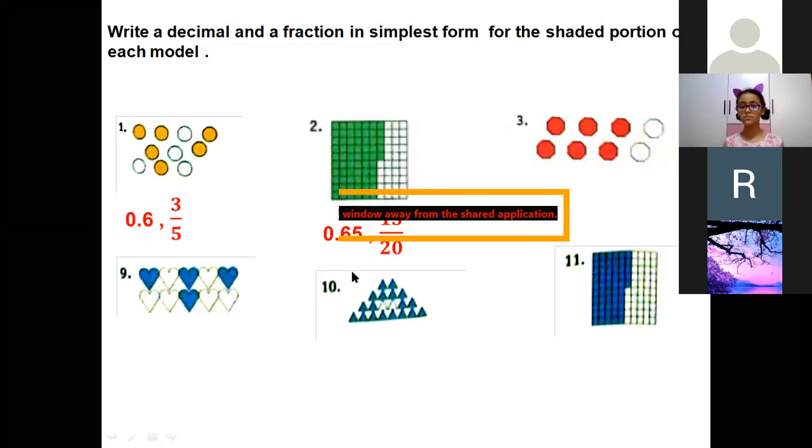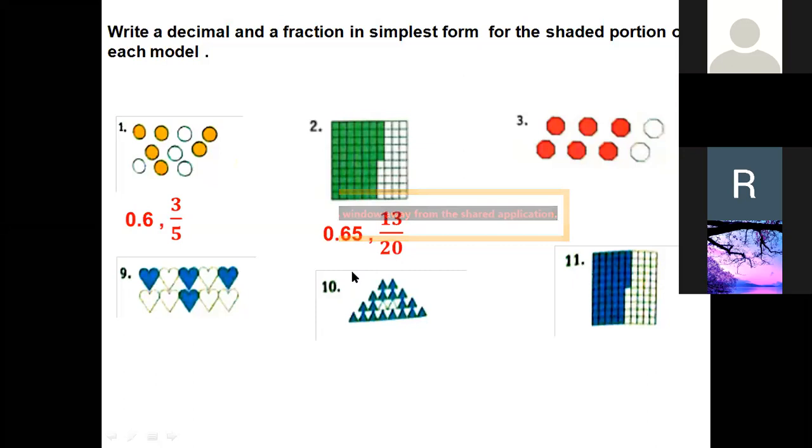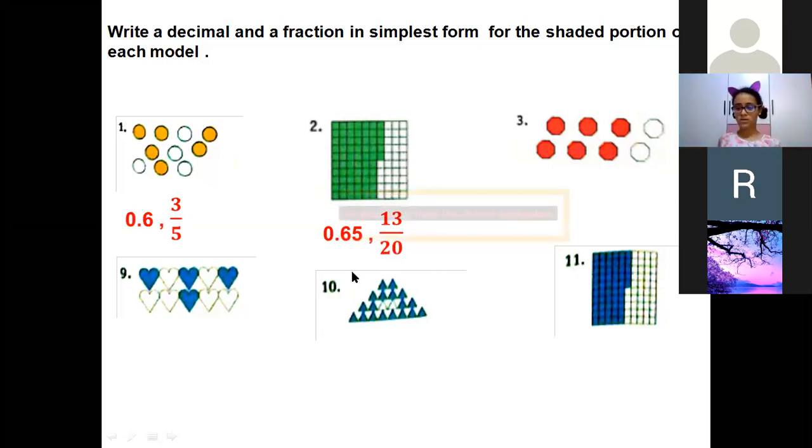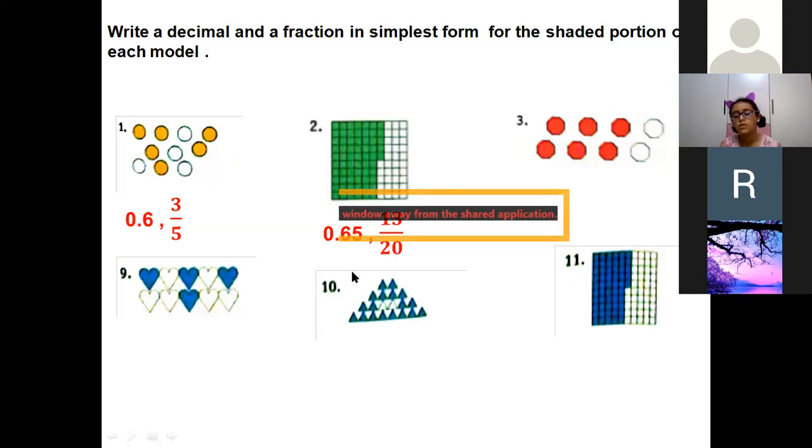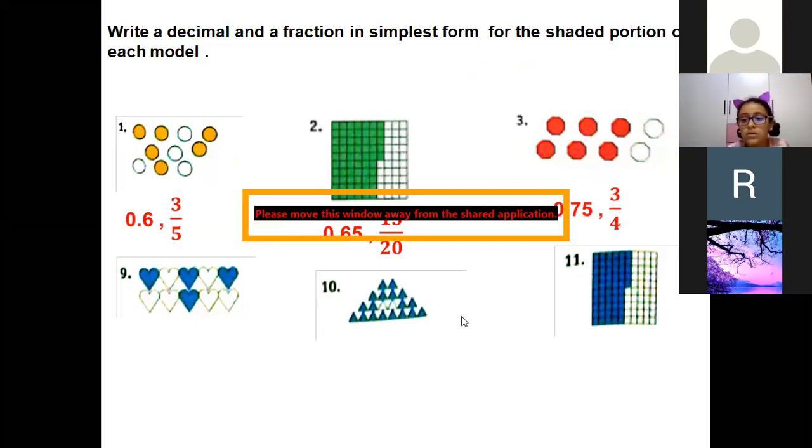No, we didn't reach the 100. Now 25 and 25, how much is that? 50. And another 25, how much? 75. Yes. So 0.75 is three quarters. Okay. Someone else.